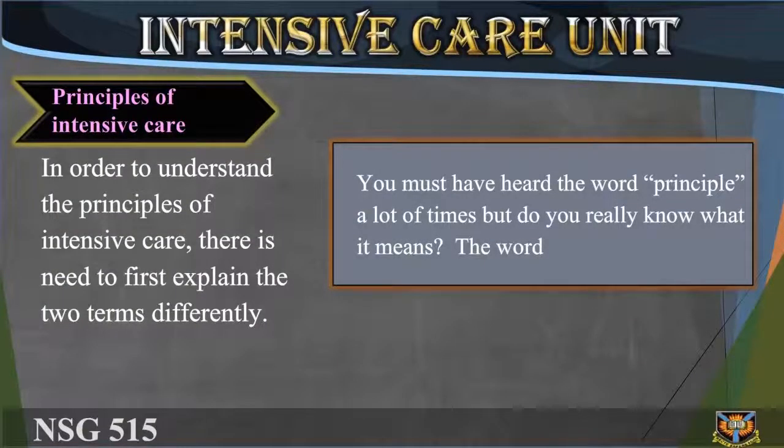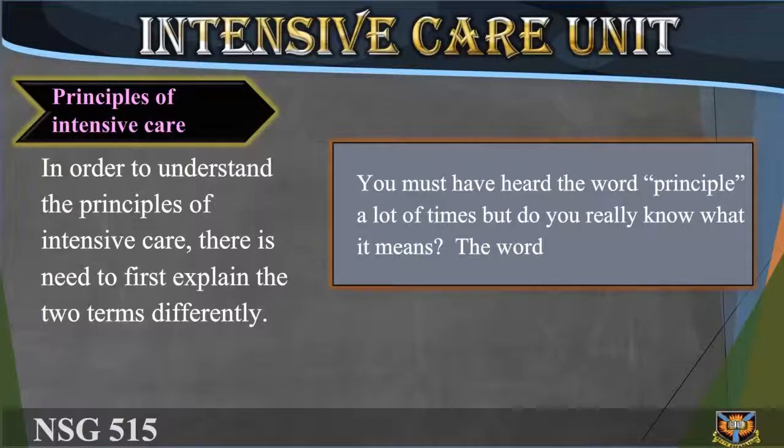Principles of intensive care. In order to understand the principles of intensive care, there is need to first explain the two terms differently. You must have heard the word principle a lot of times, but do you really know what it means? The word principle means an important underlying law or assumption required in a system of thought or a standard of moral or ethical decision making. The word intensive implies a concentration of efforts.